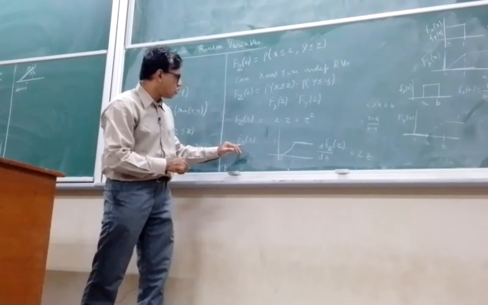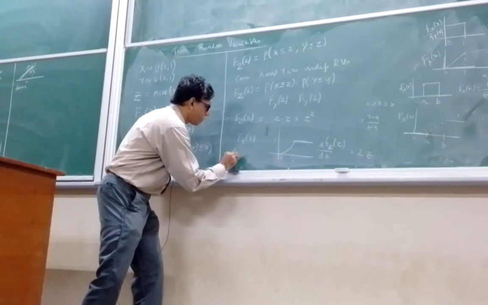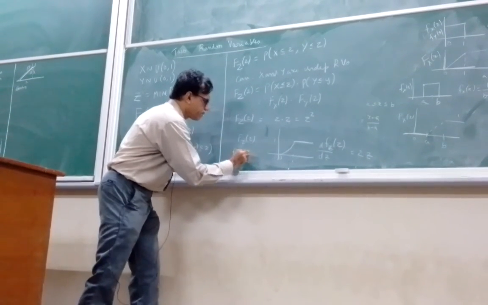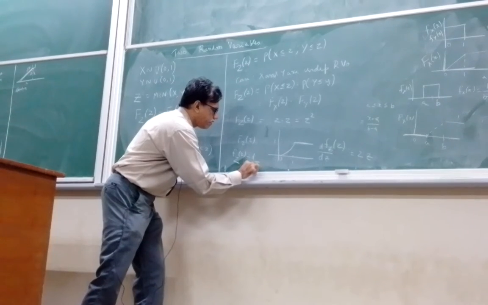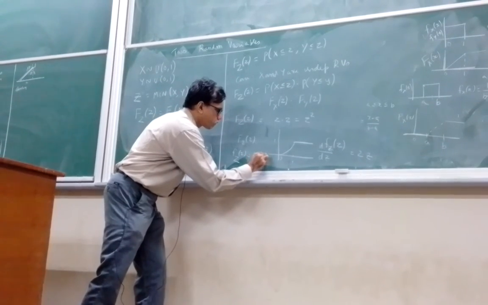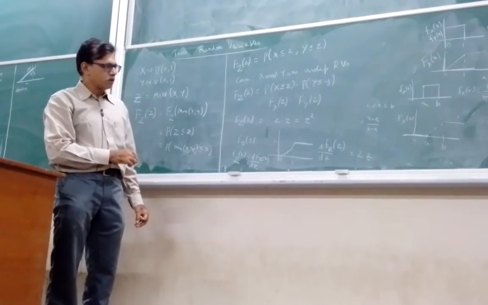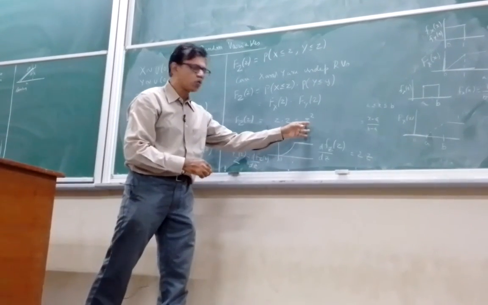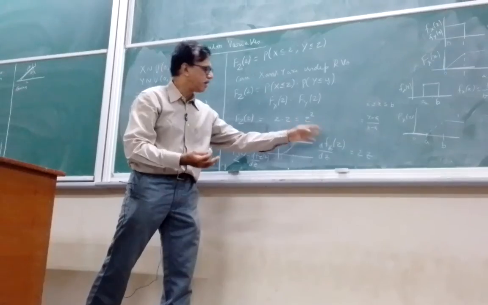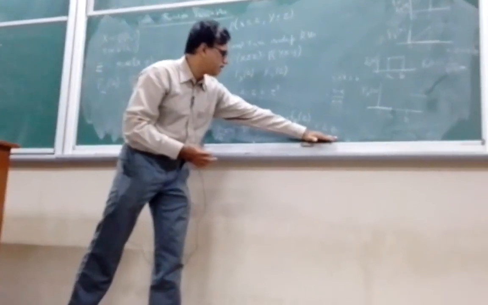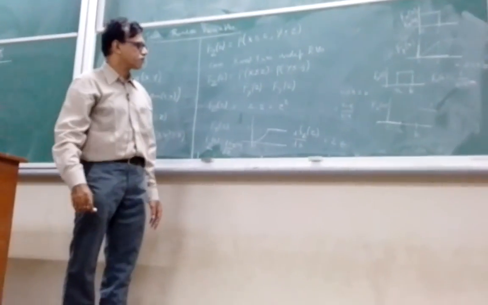Okay, so f_Z(z) is equal to d by dz of F_Z(z). That is what we are doing. So we get z squared, and differentiating with respect to z gives 2z. So this is the density function of Z.